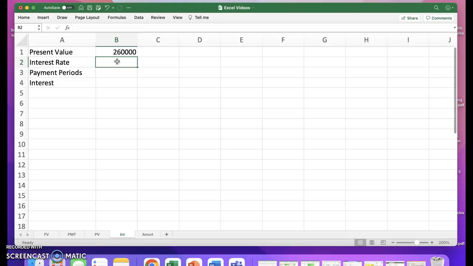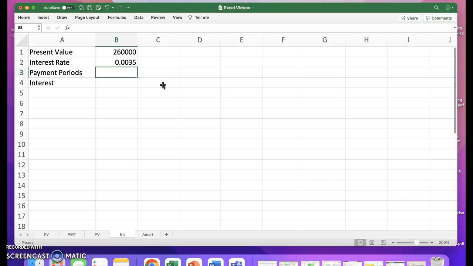The interest rate. Now they gave us an annual interest rate and we need a monthly interest rate because we make payments monthly. So Excel is a calculator. Let's type in what we need. I need equals 4.2% and I need to divide that by 12, because to make an annual percentage monthly, I simply divide by the number of months.